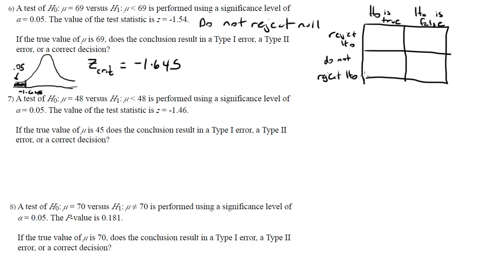So what I'm checking to see is which situation we fall into. Now, we did not reject the null, so we're here. Now we have to check to see if the null was true or false. So the true value of the mean is 69. That was exactly our null. So the null hypothesis is true.